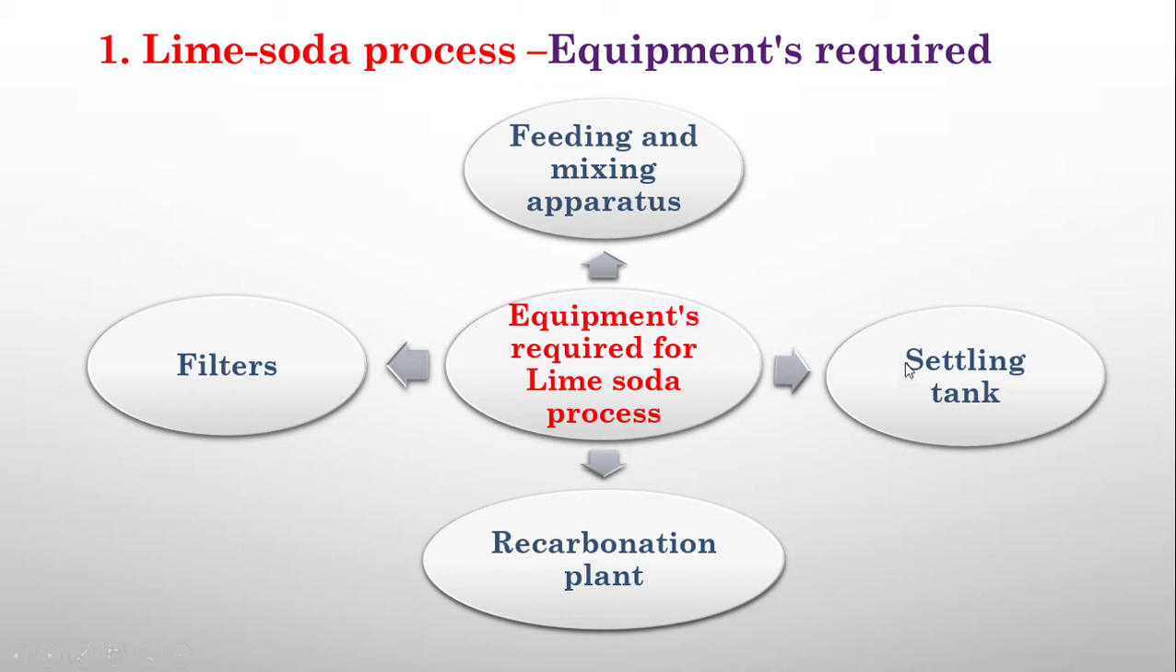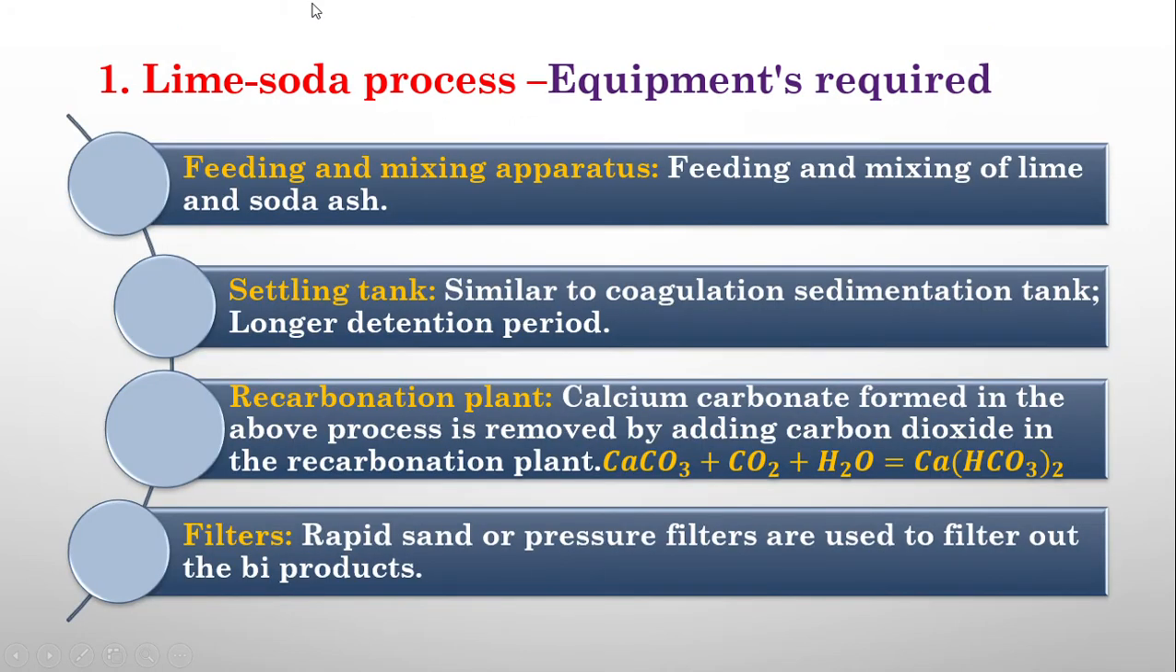And there is a settling tank. We have to settle out the sediments which was formed after the reactions. For that, a settling tank is there. Recarbonation plant is for providing carbon dioxide into that final water for removing the excess carbonates from the water. Finally, filters are there for filtering out all the sediments. So these are the important equipments required for the lime soda process that are discussed here.